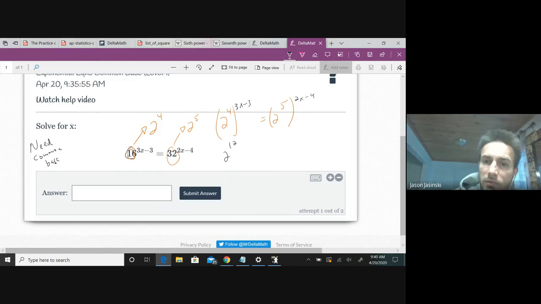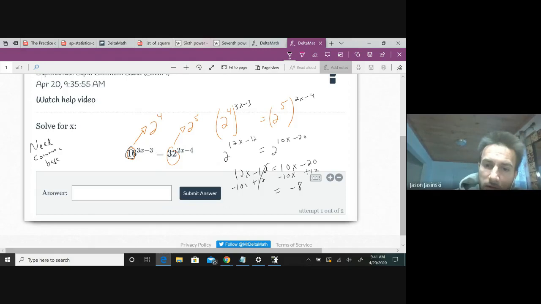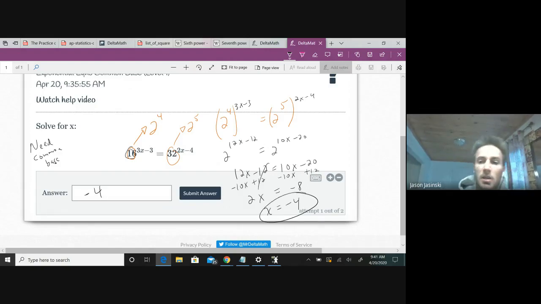So you have 2 to the 12x minus 12, and 2 to the 10x minus 20. Set the exponents equal, because that's a property that we're allowed to do. All right. Then isolate x, so I'll add 12. Add 12, I get -8. I'm going to subtract 10x simultaneously just to save space. So that would give you 2x equals -8. Divide by 2, you get x equals -4.